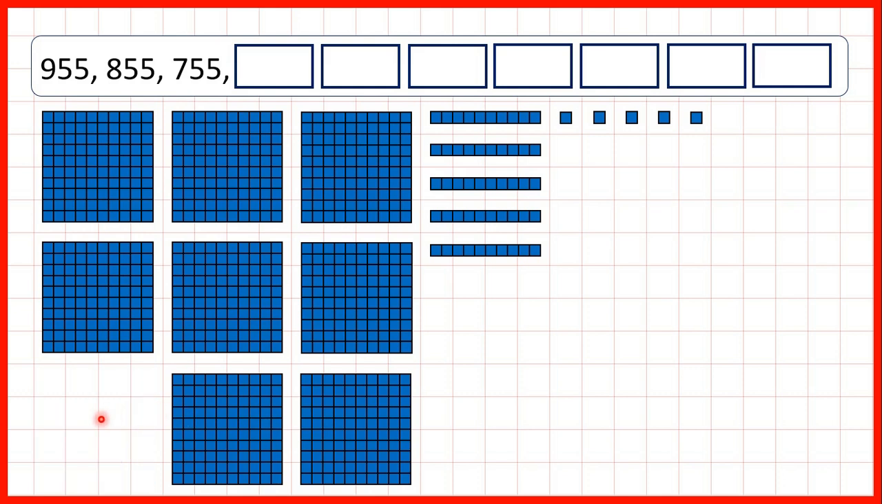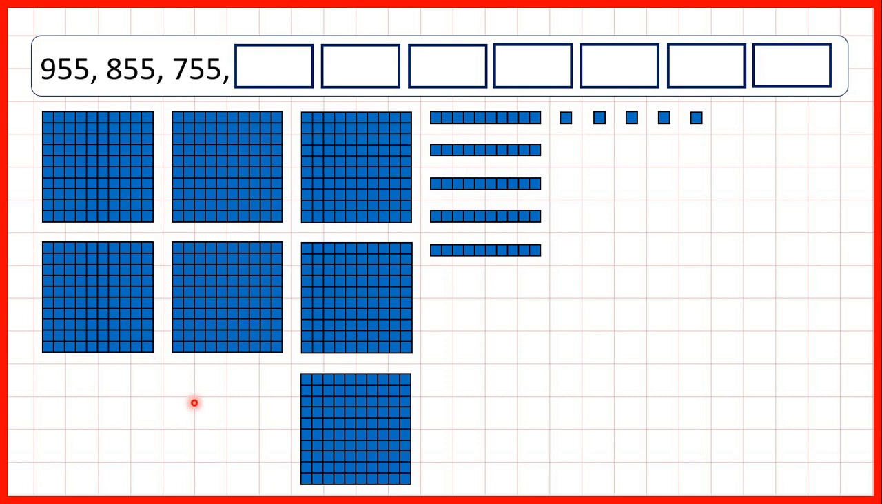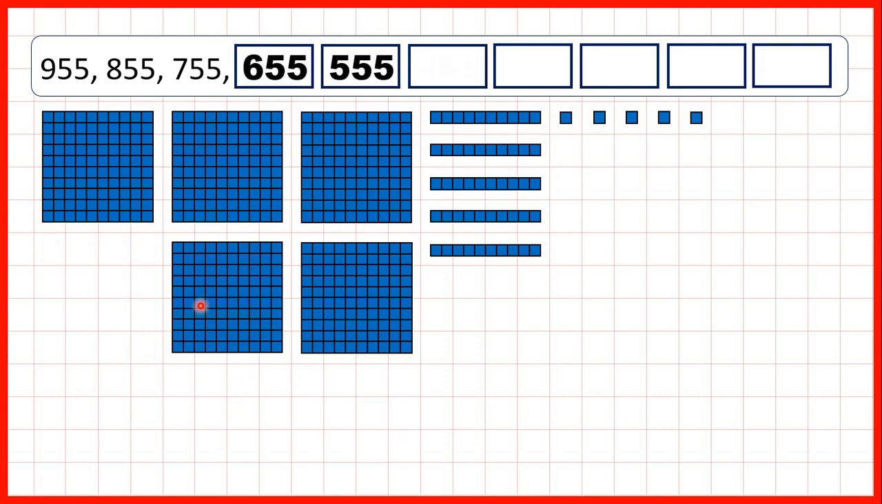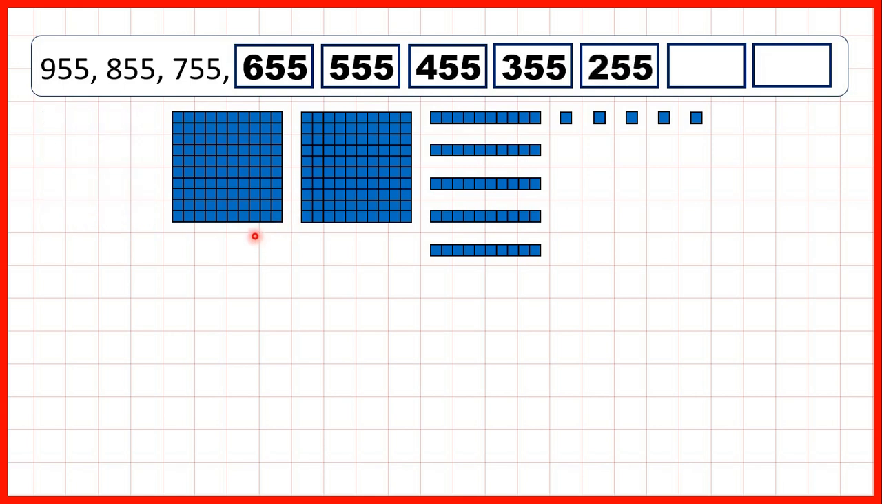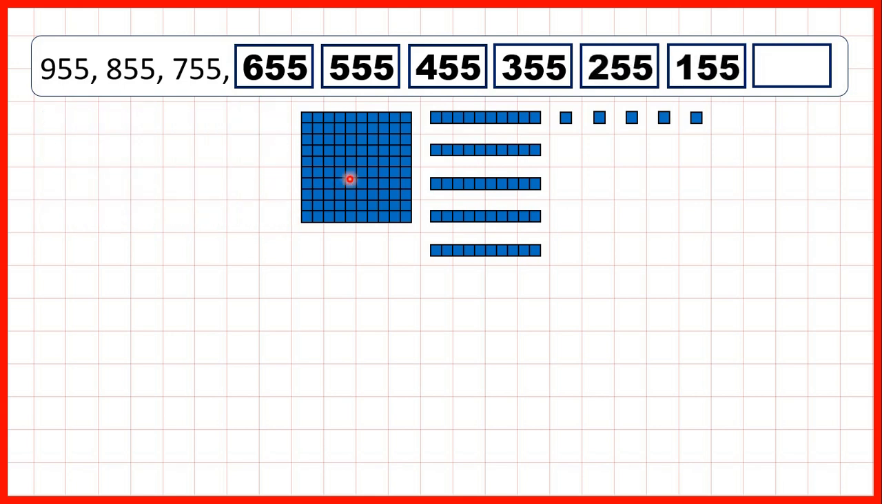So we have 855, 755, and then we can continue counting back in hundreds. So that means our hundreds digit decreases by 1 each time, but then our tens and ones digits stay the same because we're subtracting hundreds, not subtracting tens or ones.